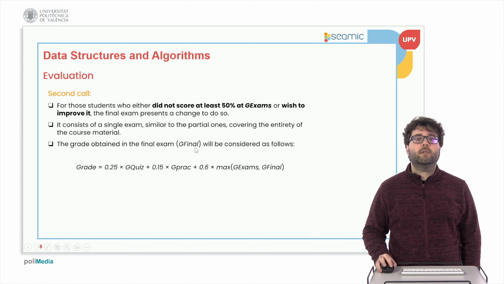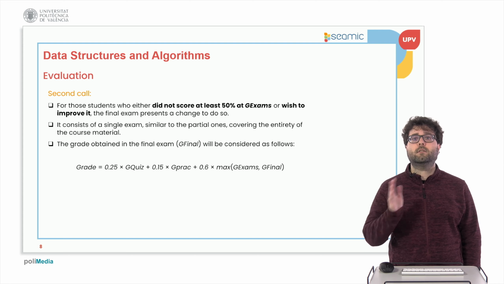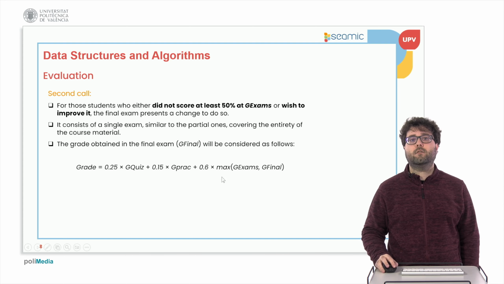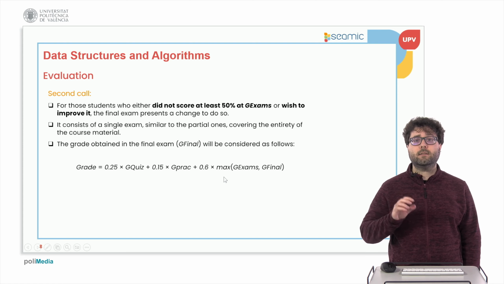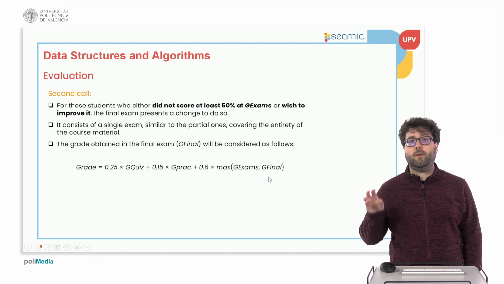And if you take this exam, then the final grade will be the 25% of the quizzes and 15% of the practical sessions. This cannot be recovered. This is only for the first cohort. And the part of the partials is now changed, and that 60% is the maximum grade between the one you obtained with the partial exams or the final exam.